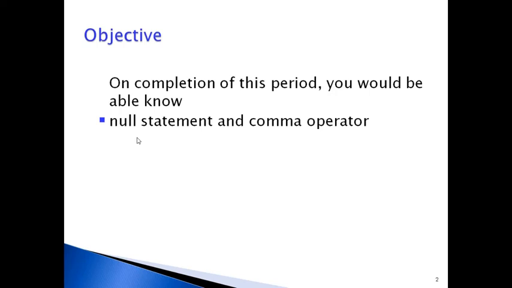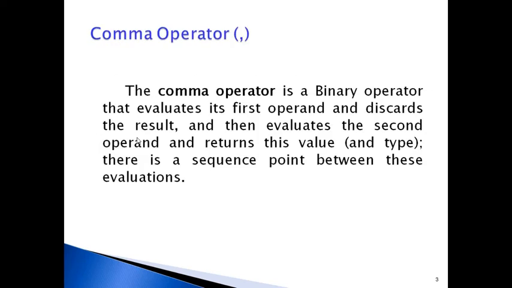Today we are going to learn null statement and comma operator. First we will discuss the comma operator. As you know, we use the comma operator in our programs while declaring variables, like int i, j, or in our printfs, where we use the comma operator to separate the control string and the arguments.